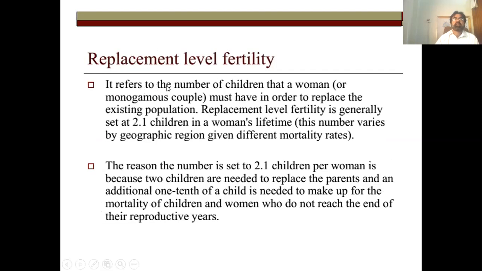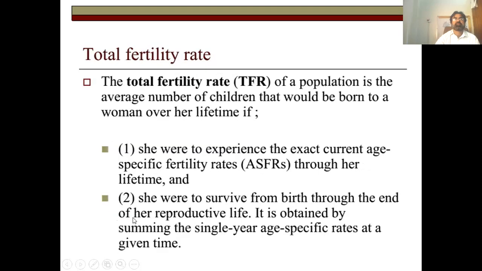Replacement level fertility refers to the number of children that a woman or monogamous couple must have in order to replace the existing population. Replacement level fertility is generally set at 2.1 children in a woman's lifetime. This number varies by geographic region given different mortality rates. The reason the number is set to 2.1 children per woman is because 2 children are needed to replace the parents, and an additional one-tenth of a child is needed to make up for the mortality of children and women who do not reach the end of their reproductive years.